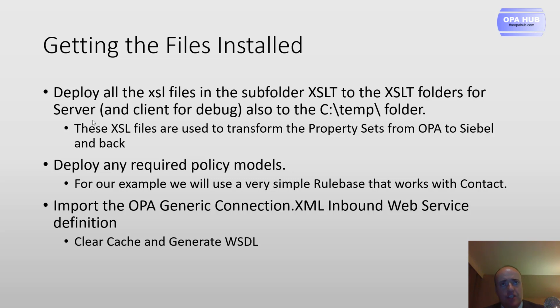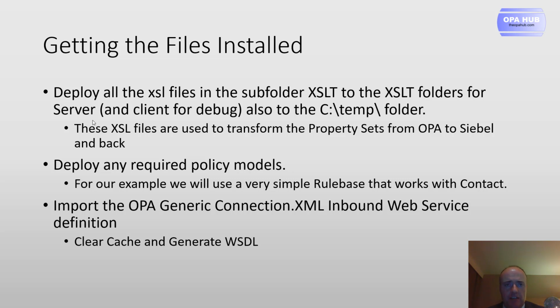Inside the zip file, there isn't just a CIF. You'll also find some XSL files, which you'll need to push into the XSLT folder of your Siebel server, or if you're using the client, into your thick client. And some of the workflows currently have embedded in them dumping the files to ctemp. So if you don't have a ctemp where you're running Siebel, you will need to make a ctemp folder, or you'll need to make adjustments to the workflow. We point it out in the videos later on, so you'll know where to change it.